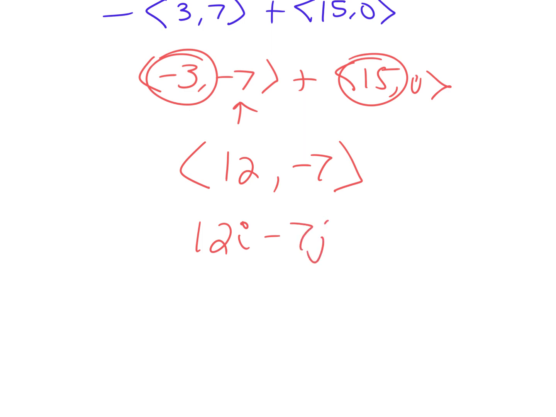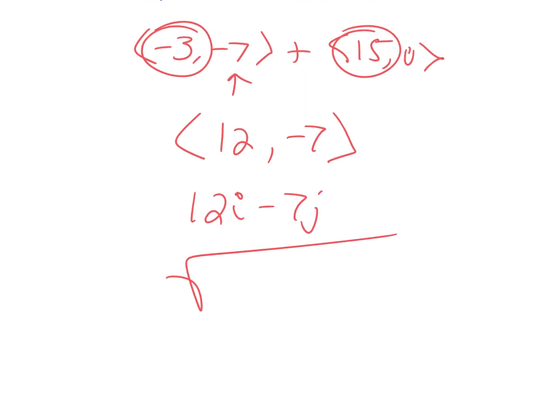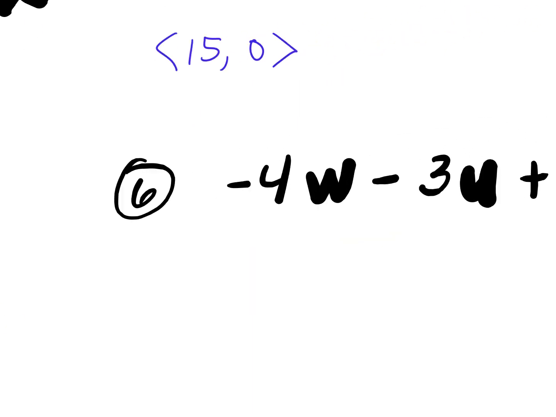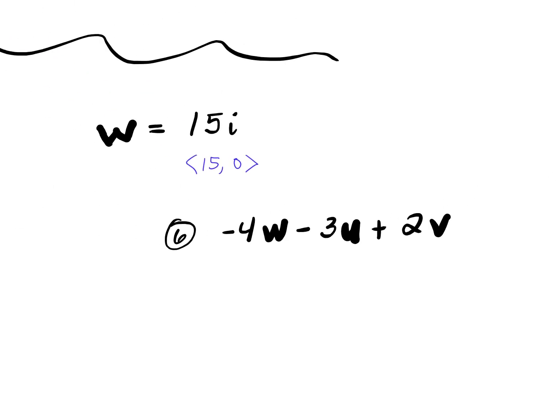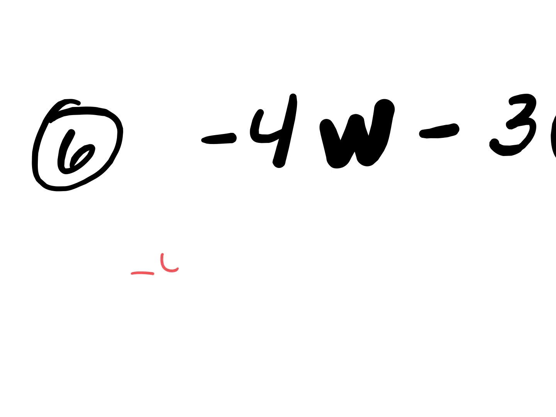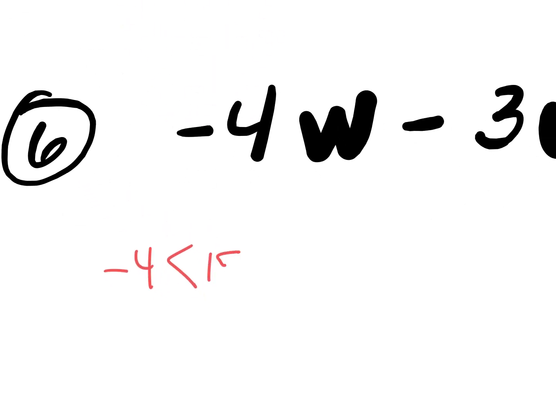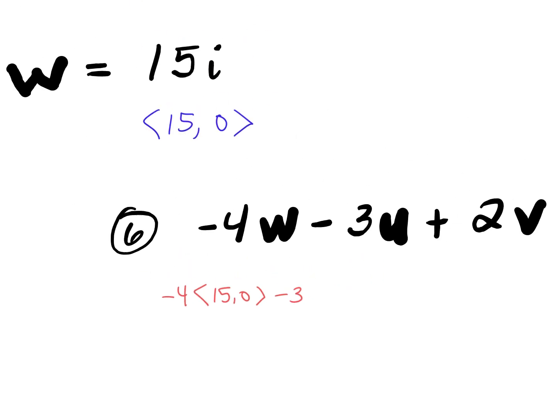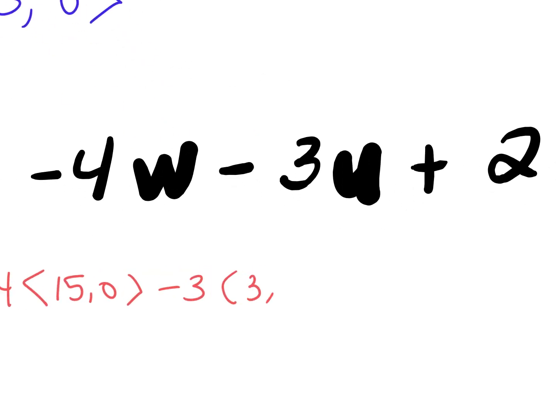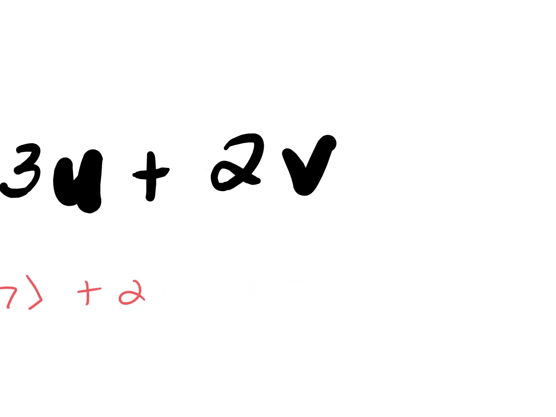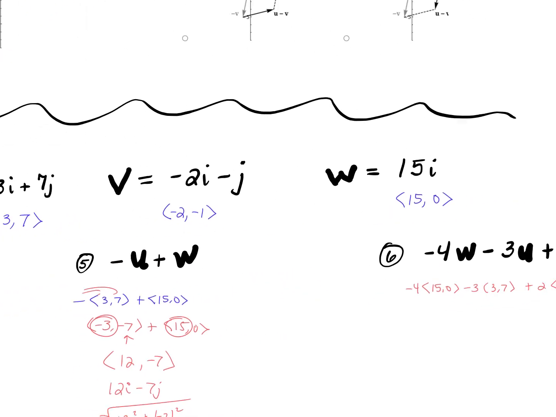So write that with i's and j's: 12i minus 7j. And if you had to find the magnitude, 12 squared plus negative 7 squared, 144 plus 49, and then simplify. All right, now the last one, guys, pay attention. This is where you'll have stuff on the test where it's so easy, but you're going to get all flustered because you got messed up with your signs. Write everything out first. It says negative 4w, so negative 4 times vector 15, 0, correct? Minus 3 times vector u, 3, 7. Plus 2 times vector v, which is negative 2, negative 1.